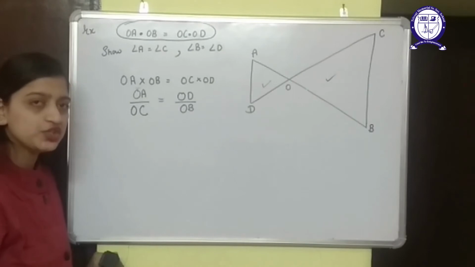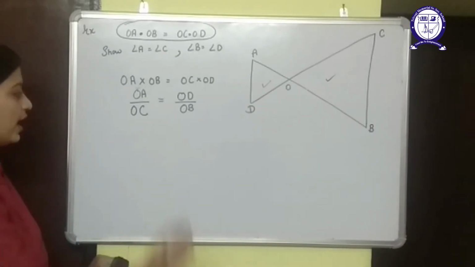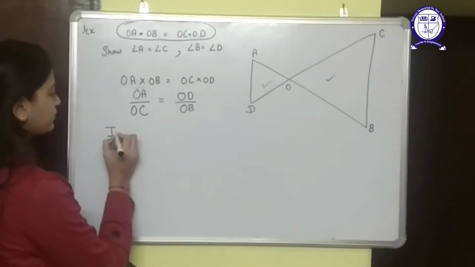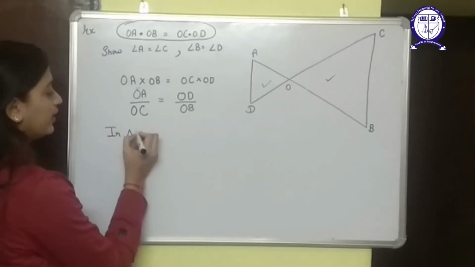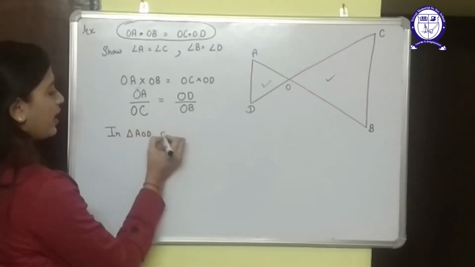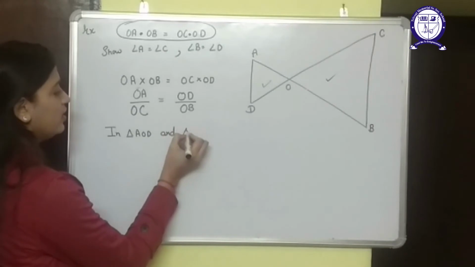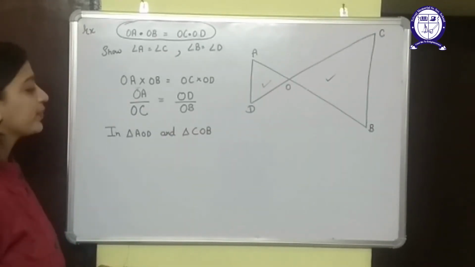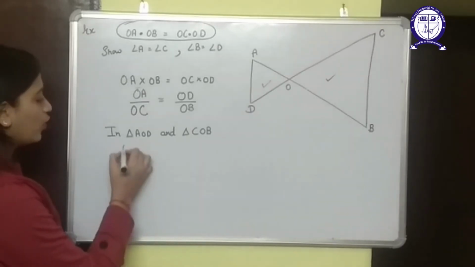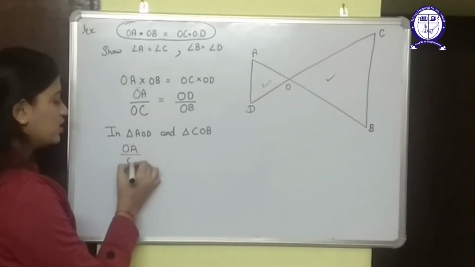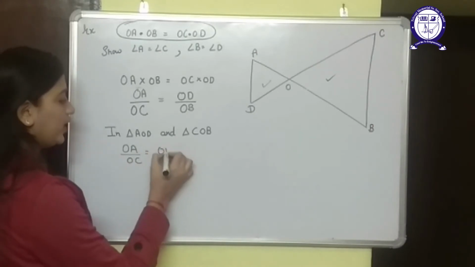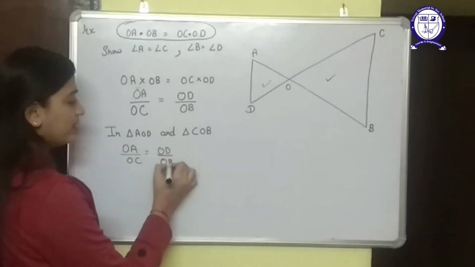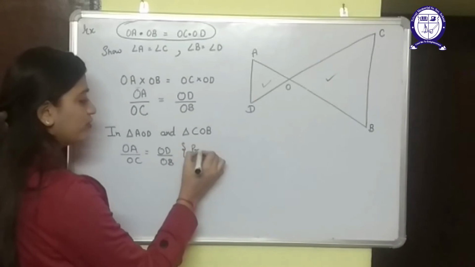Now I can prove these two triangles similar. Let's see how. First of all, in triangle AOD and triangle COB, OA upon OC is equal to OD upon OB, and the reason was proved above.